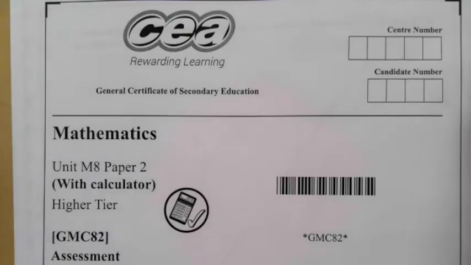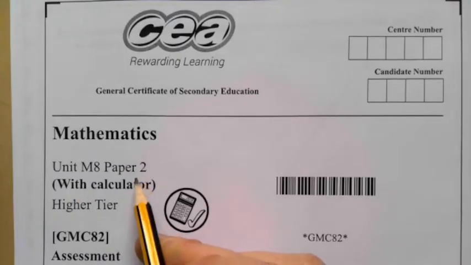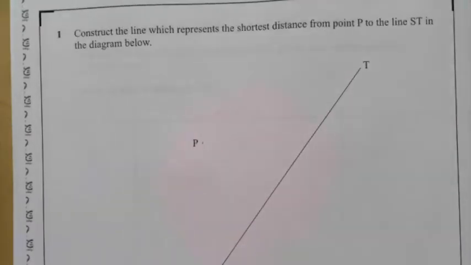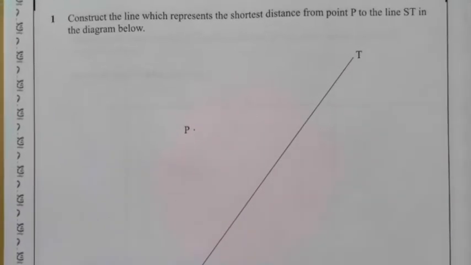This is the CCEA Maths M8 Paper 2, and it's from the summer 2021. So let's take a wee look at question 1. Construct the line which represents the shortest distance from point P to the line ST in the diagram below.